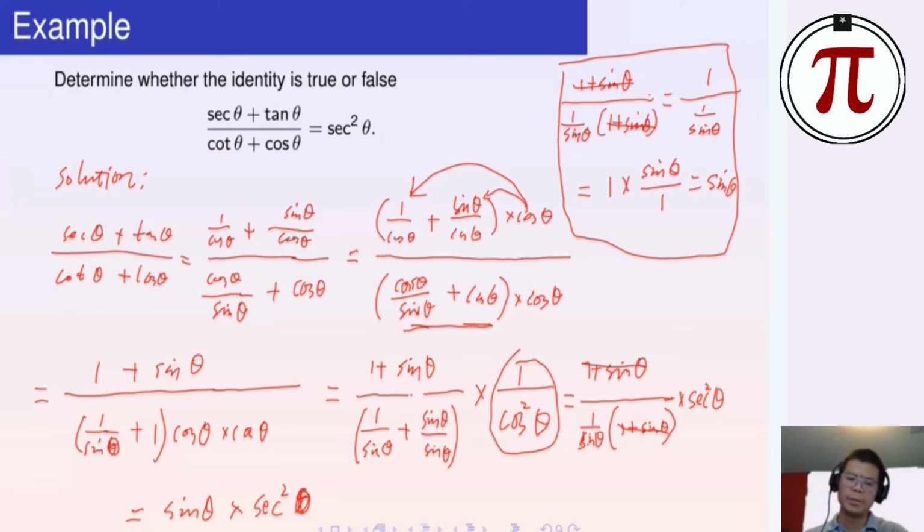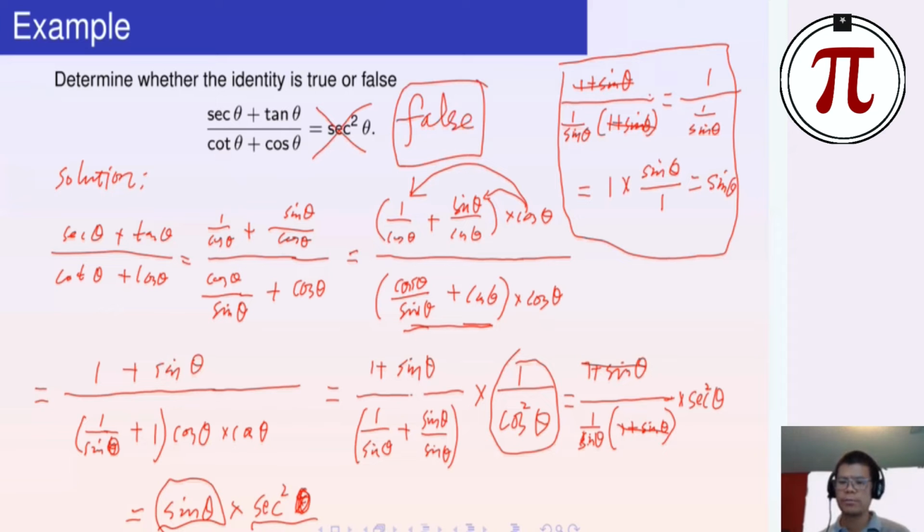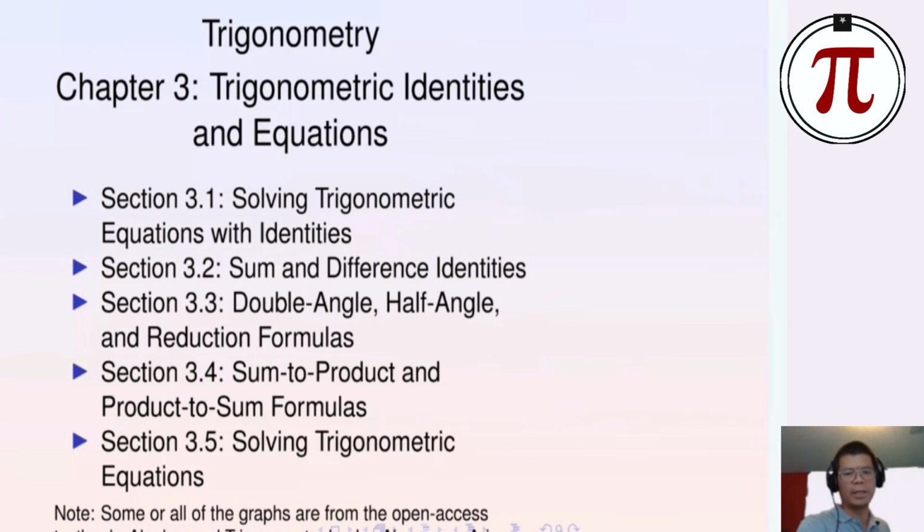Yeah. Okay, very good. In the end, we got sine theta times secant theta squared, right? So this one is false. Right? It's false. Make sense? Okay, very good. That's this one. So we're done with section 3.1.